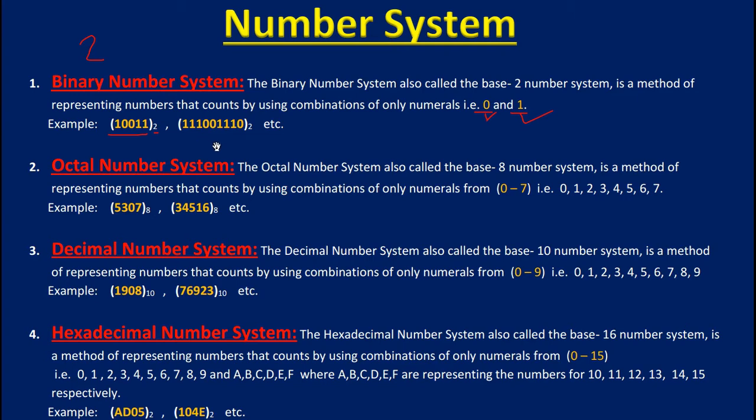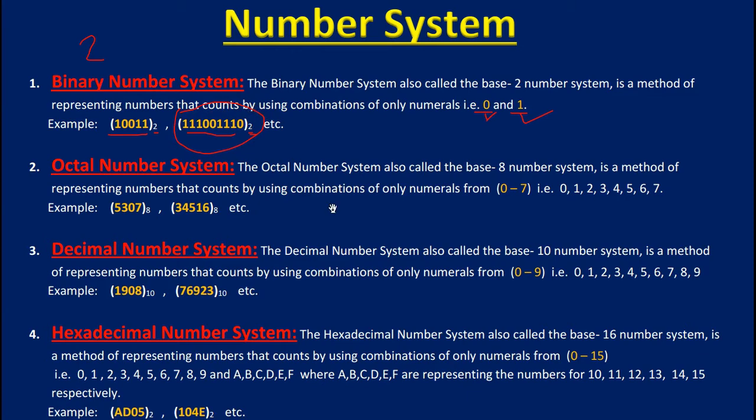And in the second example, 1110011 and 0, these whole digits are written in the form of binary numbers, and the subscript shown here is 2, which represents the binary number system. So if anywhere you see numbers written in computers with a subscript value of 2, you can say that this type of number is a binary number system.